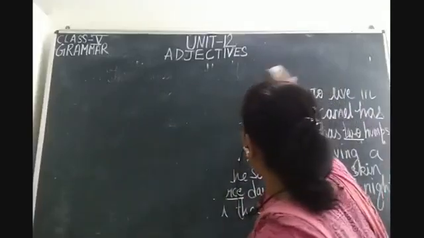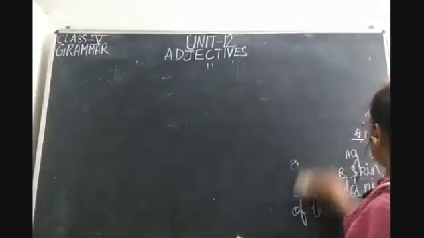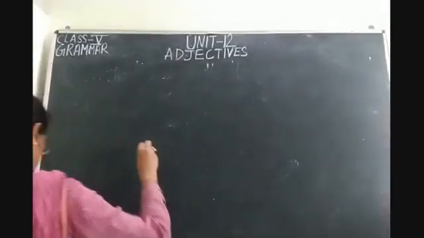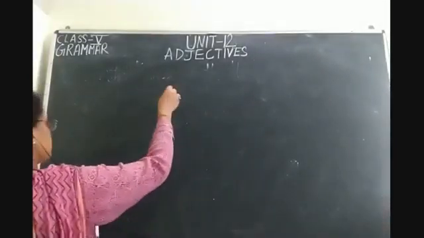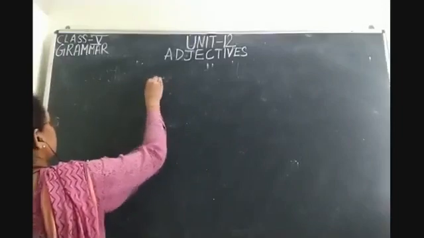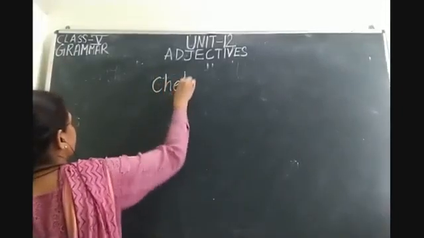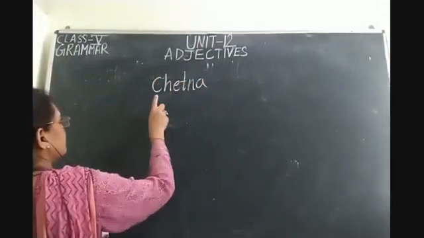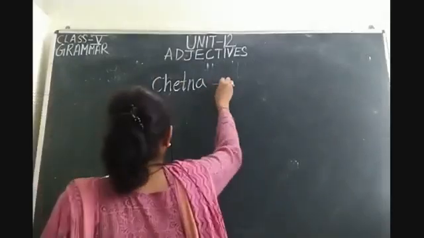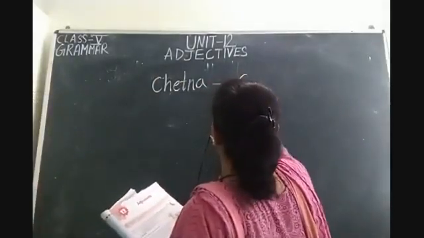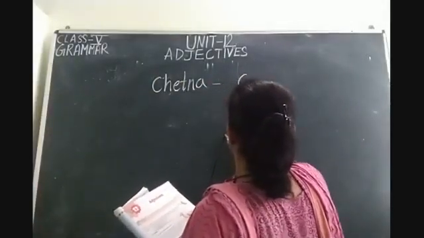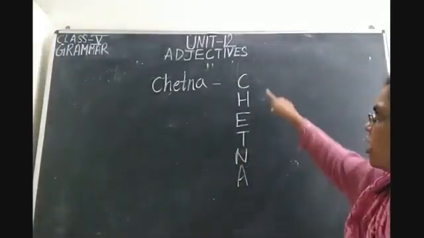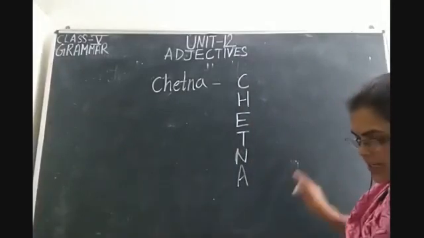Now children, a small homework for you which you need to do. Now I'll just take one example. This is the name. Suppose the name is Chetna. Let's make an acronym. C, then H, then E, T, N, A. These are the alphabets which are coming in Chetna's name.